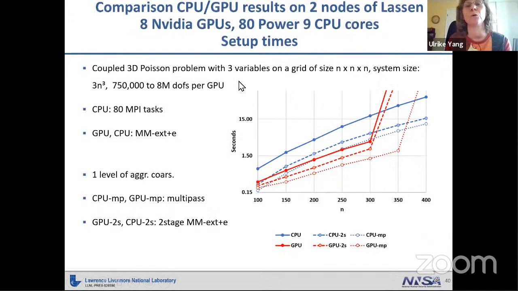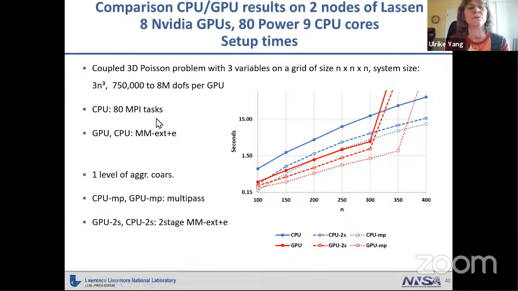As I said before, we have implemented all this and it's available now in Hypre. You can use them and run them on both NVIDIA as well as AMD GPUs. It works there, but these results will all run on Lassen. In this case, I just used two nodes. Again, the same problem we looked at earlier, but the problem is just bigger. So we have 750,000 to 8 million degrees of freedom per GPU.